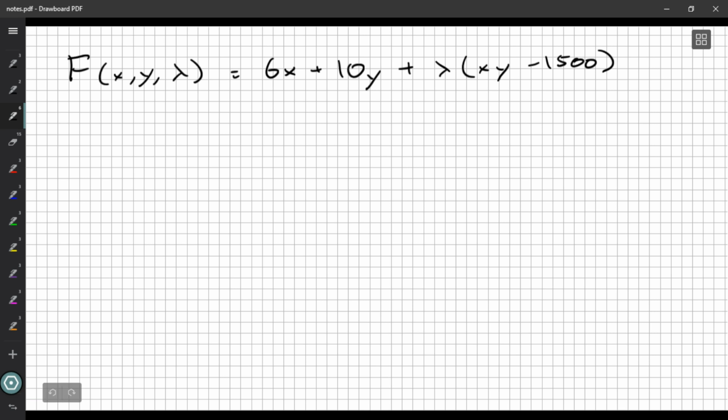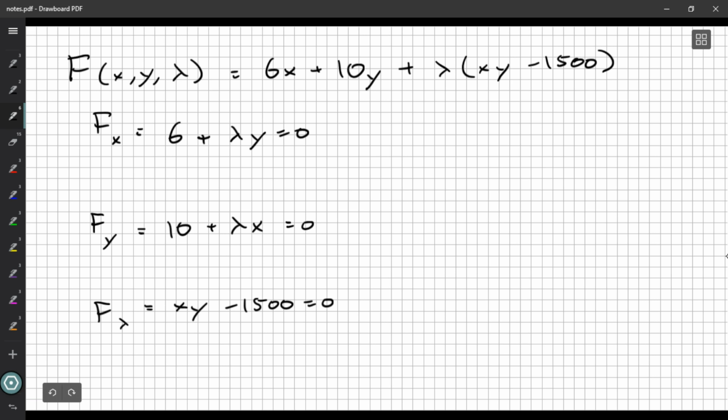Okay, there we go. Now, how do we do a constrained optimization problem? Once we've got our Lagrangian, using our Lagrange multiplier lambda, we find critical points. So derive with respect to x, derive with respect to y, and then derive with respect to lambda. And to find critical points, all of these have to be 0.